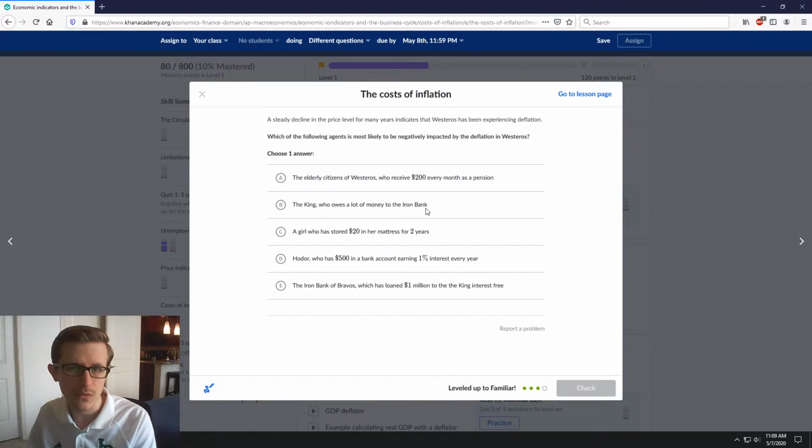And the borrowers, what did they benefit from? Was it unexpected inflation or a lack of inflation, really? They're going to be the ones that are benefiting from the unexpected inflation, so it's probably not going to be that. It probably is going to be that because it's looking at who's negatively impacted. A girl who has stored $20 in her mattress for 2 years. So that $20 over those 2 years, it's not accruing interest or anything like that. But it's effectively more valuable after those 2 years, right? Because instead of being $20, it might be $21.